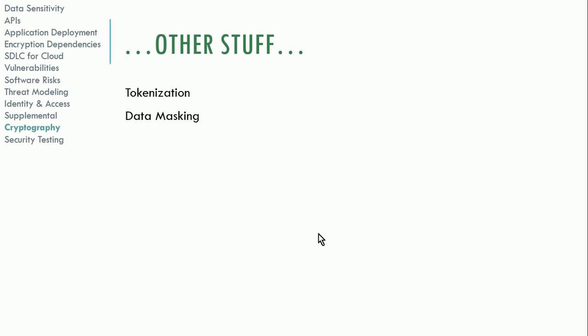Some other things that we could use are tokenization and data masking. Just as a review from previous units, we talked about how tokenization and data masking are basically obfuscating data that's in the cloud, either with fake data or with data that is a placeholder for something that we can reference within our protected infrastructure.